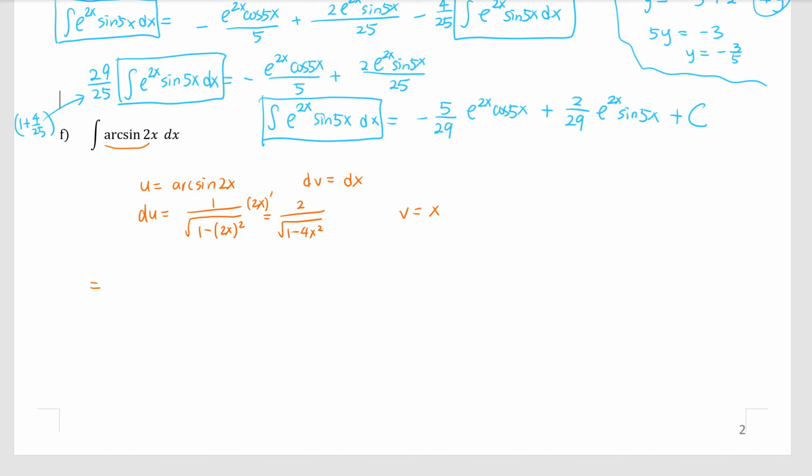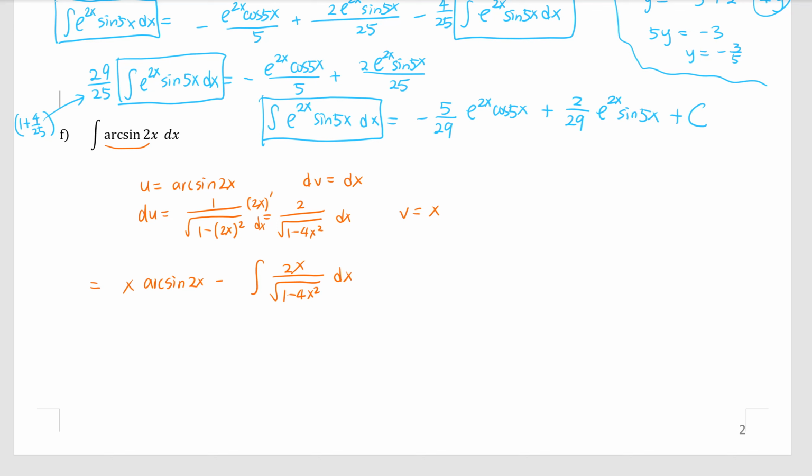Okay, so my integral is uv, so x times inverse sine of 2x minus the integral of v du. Oops! See what happened? I forgot my baby. So dx is another baby. You have your parentheses as the first baby. dx is the other baby. So don't forget your baby. Alright, so the integral of v du. So that means we have 2x over the square root of 1 minus 4x squared dx. So far, so good, everybody?